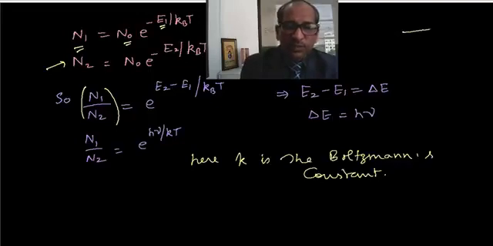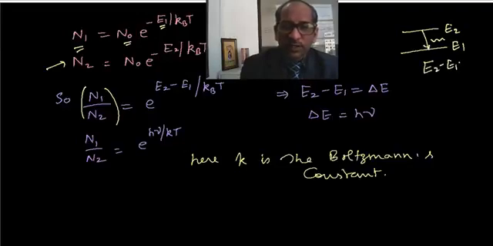From this relation you know that delta E, E2 minus E1, is equal to h nu, right? The difference between these two energy levels corresponds to the emitted photon, h nu. So instead of delta E, one can write h nu. I am putting this value here, so this N1 upon N2 becomes e raised to the power h nu upon K T. Here K is the Boltzmann constant, as I have already told you.